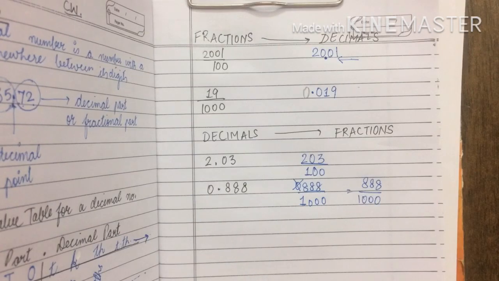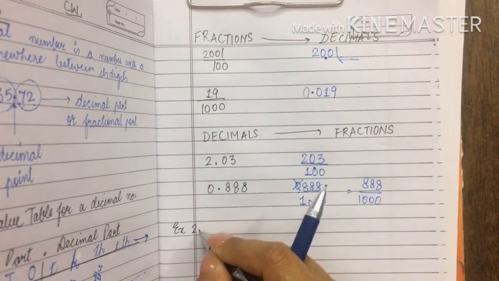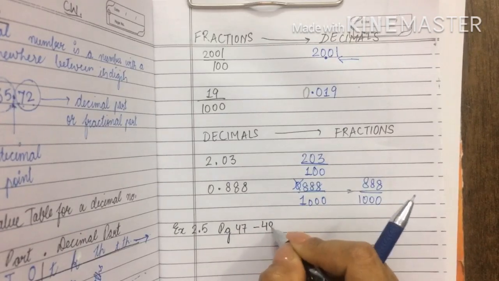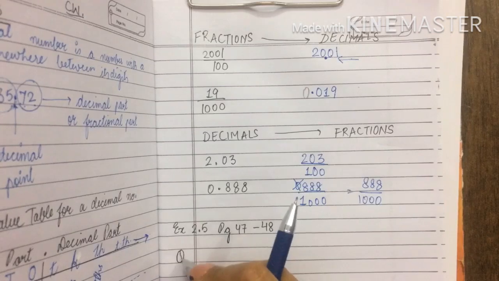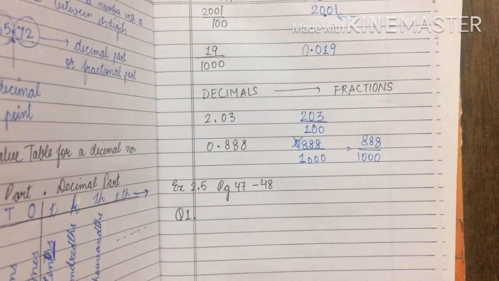Now let's begin with the exercise. Exercise 2.5. It's on page number 47 and 48 of your textbook. Question number 1 is based on comparison of decimal numbers. To compare two decimal numbers, what we do is we first of all compare their whole part. If you can find out from the whole part which decimal number is bigger, well and good. Otherwise, we move to the decimal part and we start comparing digit by digit.